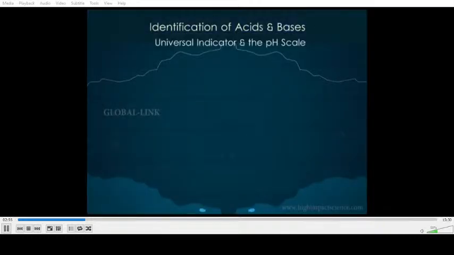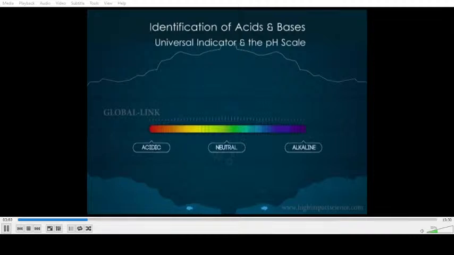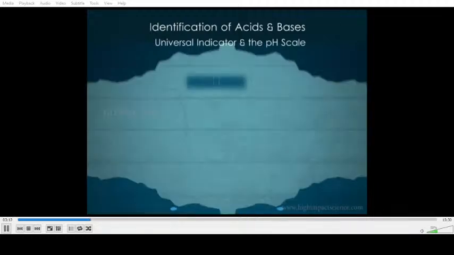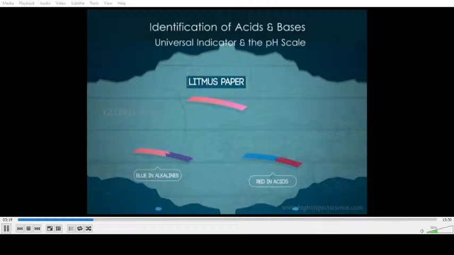Universal indicator and the pH scale. So we are able to tell if something is an acid, alkaline, or neutral by using an indicator. Indicators are substances that show different colors when they are in acid or alkaline solutions. Litmus paper is the simplest indicator that tells us whether something is acidic or alkaline. It is made from lichen, which has been used to dye clothes for hundreds of years.